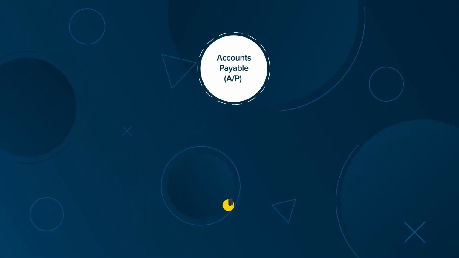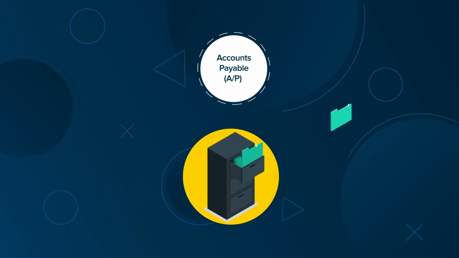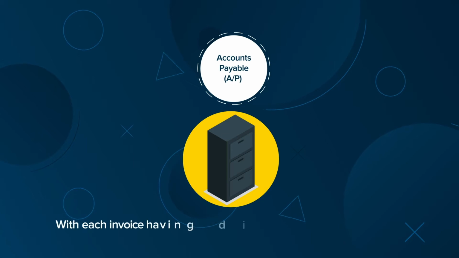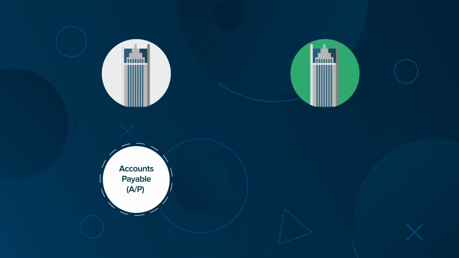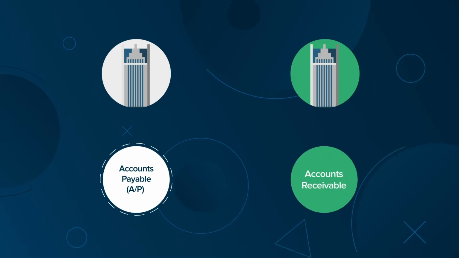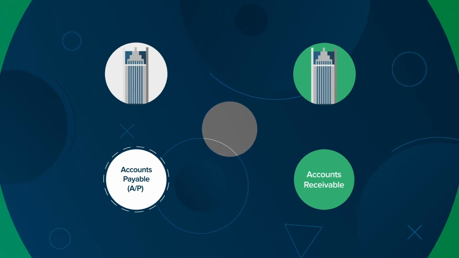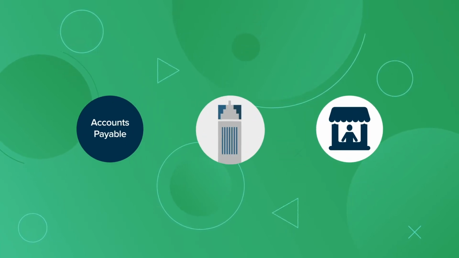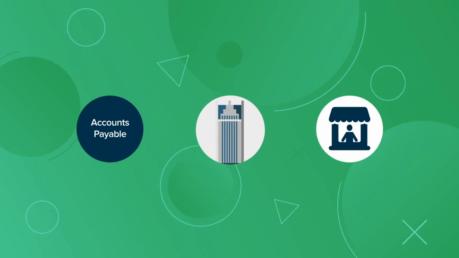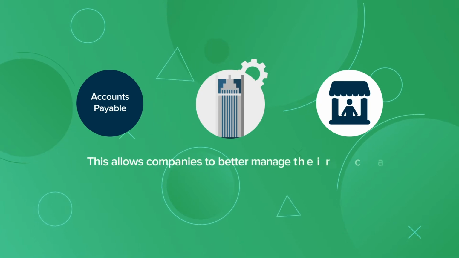Accounts payable is generally recorded as a collection of invoices received from vendors, with each invoice having different credit terms specific to the vendor. An accounts payable entry for one organization is an accounts receivable entry for another. Accounts payable exists because vendors allow invoices to be paid later as a convenience to the company. This allows companies to better manage their cash flow.